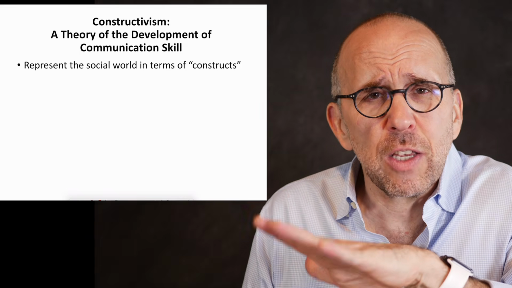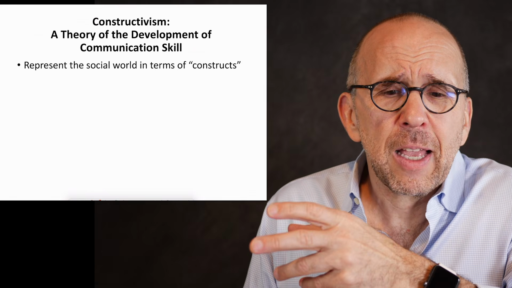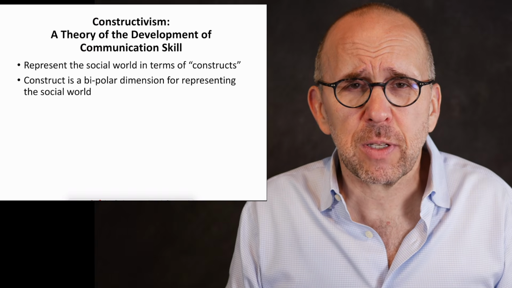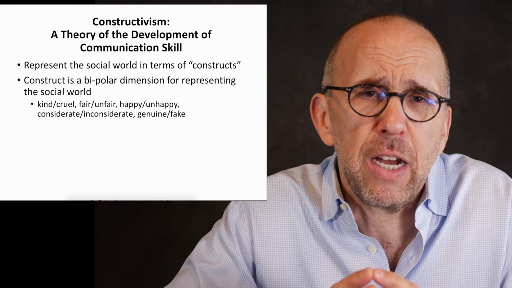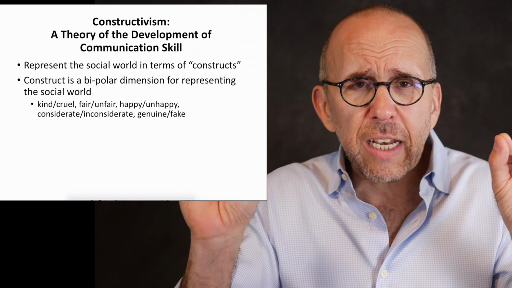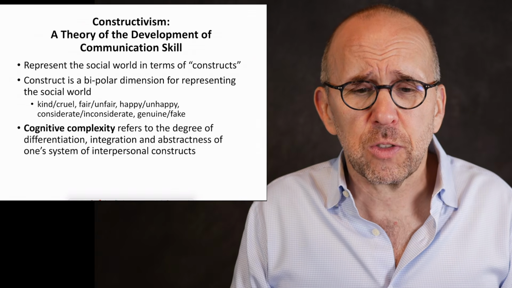So constructivism says we represent the social world in terms of constructs. Constructs are two-sided, or I say bipolar, dimensions for representing the social world. Some examples are given here: kind, cruel, fair, unfair, considerate, inconsiderate, genuine, fake. These are the sort of two-sided dimensions that we have in our head for representing other people in social situations.